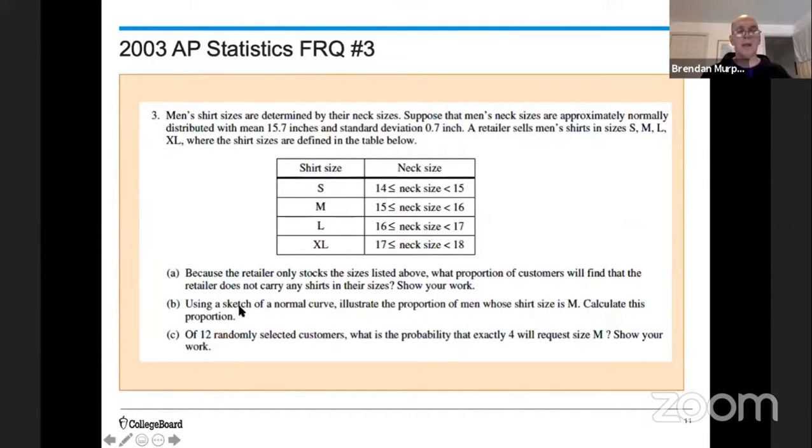In part B, using a sketch of a normal curve, illustrate the proportion of men whose shirt size is medium. Well, we have some numbers for medium. So medium is between 15 and 16. So we'll be able to sketch that pretty quickly, and then calculate this proportion. Again, we'll skip part C. I think that's a binomial probability, and we'll let Luke do that one of these sessions coming up when we do probability.